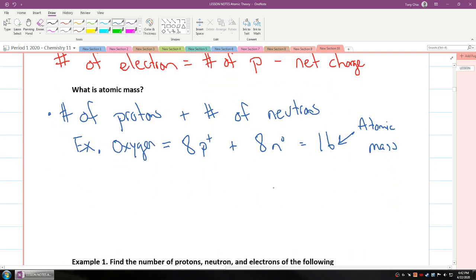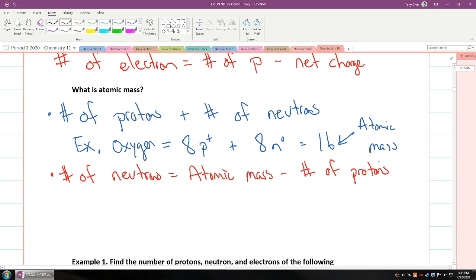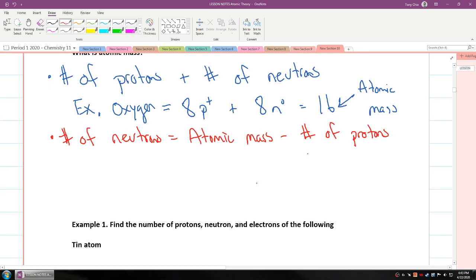Well, if that's the case, we can always find the number of neutrons from this. So, number of neutrons is equal to the atomic mass, take away the number of protons, which is the atomic number. For example, if we look at sodium, we see that sodium has a mass of 23, it has an atomic number of 11, so it has 12 neutrons.